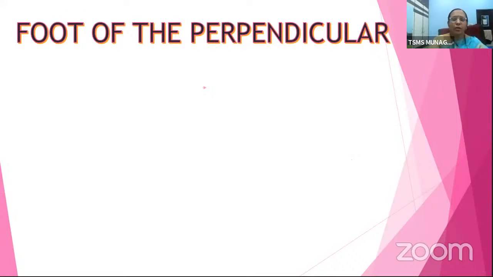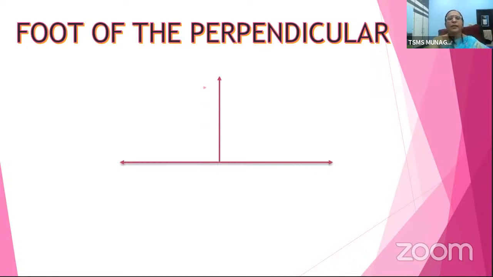Now let us move on to the most important part of today's topic, that is the foot of the perpendicular. What is the foot of the perpendicular? Suppose I've got a line like this, and there is another line which is perpendicular to the given line. Wherever the line meets the other line, that is called the foot. Here you can see a star. That star is called the foot of the perpendicular.